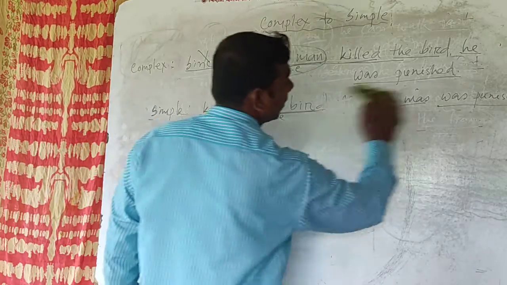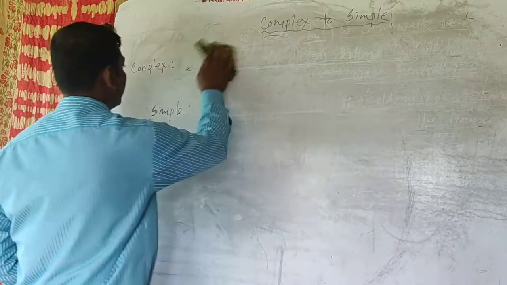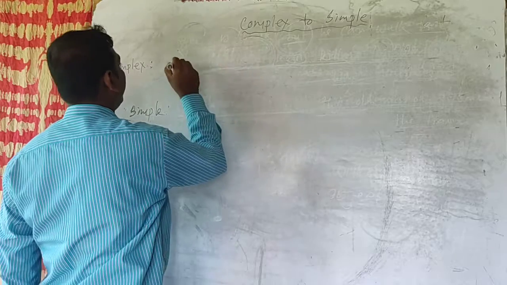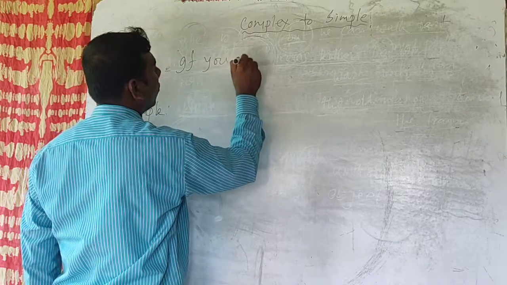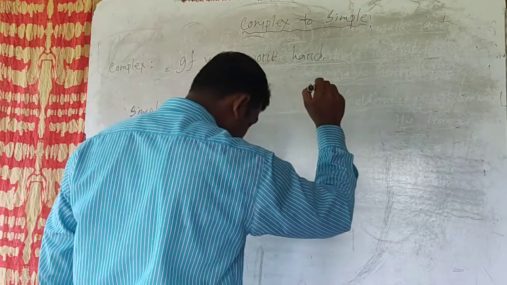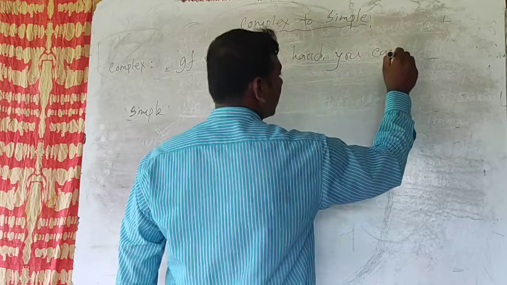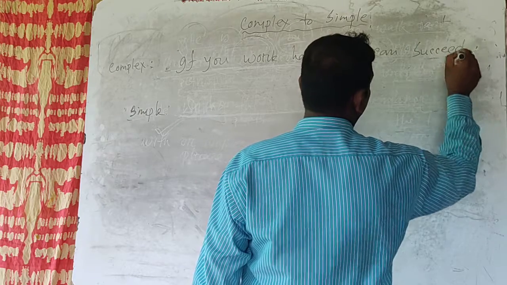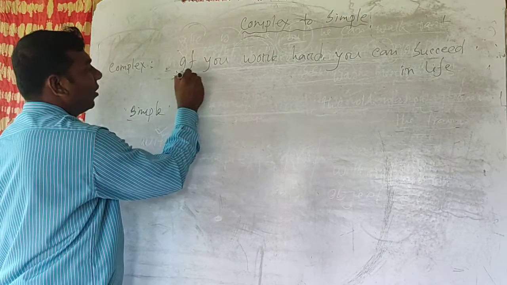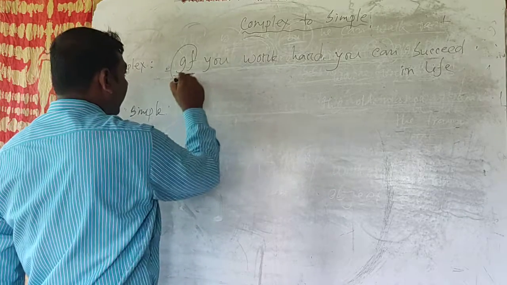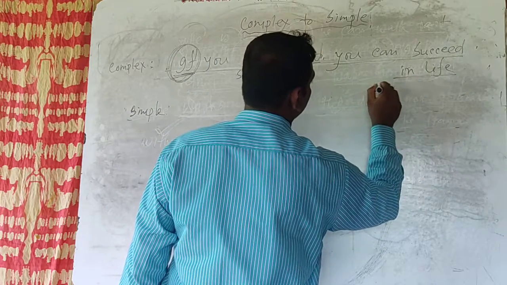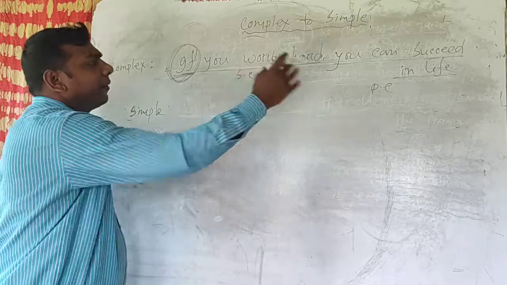Dear students, let's see another example of how to change complex to simple. If you work hard, you can succeed in life. Dear students, here if is a subordinating conjunction or connective. So this part is a subordinate clause and this part is a principal clause. One subordinate clause and one principal clause make a complex sentence.